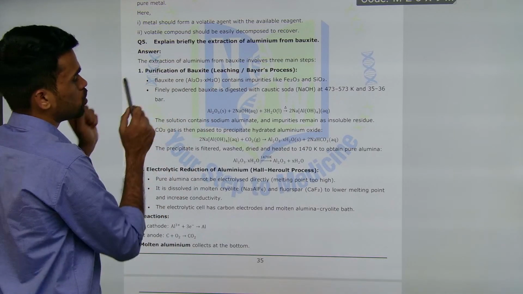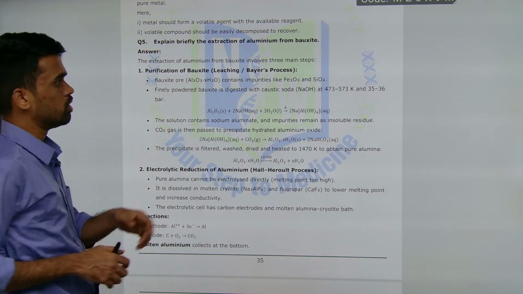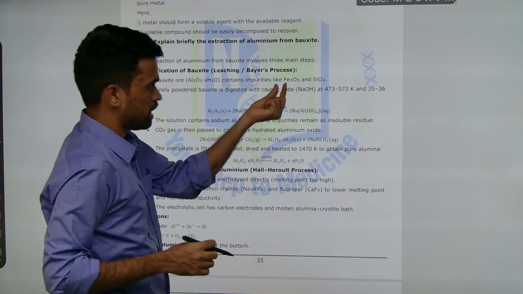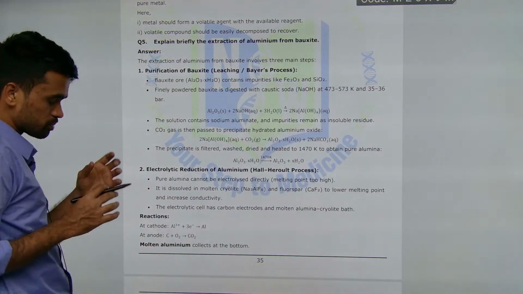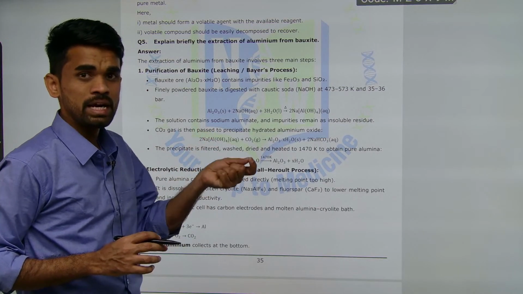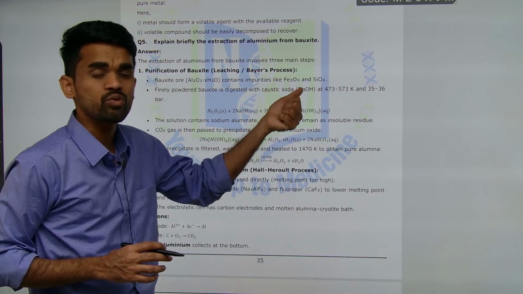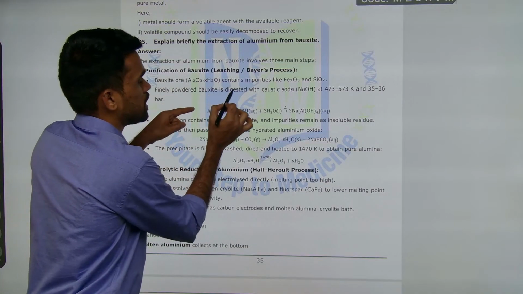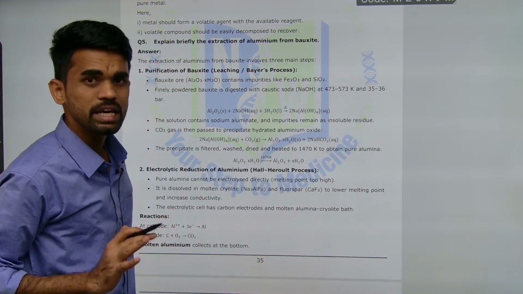Bauxite ore is nothing but Al2O3·xH2O. This bauxite ore contains impurities like iron oxide Fe2O3 and silicon dioxide SiO2. So the finely powdered bauxite is digested with caustic soda. What is caustic soda? It's NaOH only.